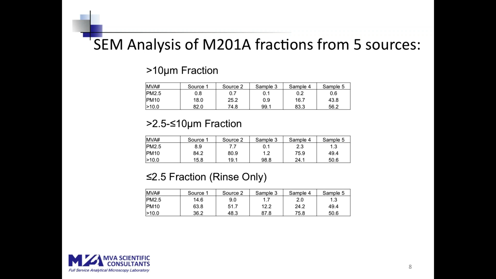The most interesting part of this is what's going on in the PM 2.5 fraction, the less than 2.5 micron fraction. From these 5 sources, somewhere between 1 and 15% of the material is actually PM 2.5, that is, has a diameter less than 2.5 microns. Most of the material is greater than 2.5. 85 to 99% of the material mass is actually larger than 2.5 microns in physical diameter, which is what's measured here.